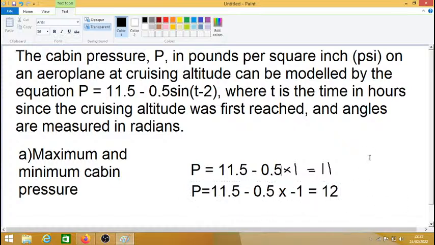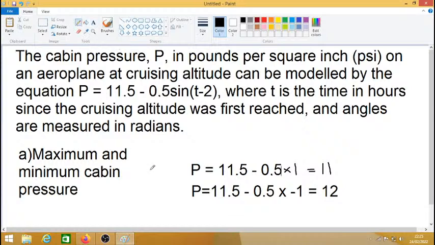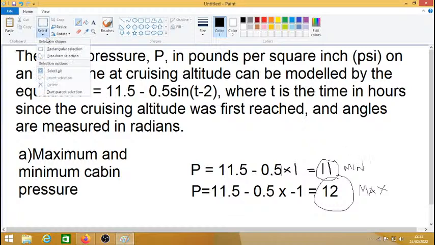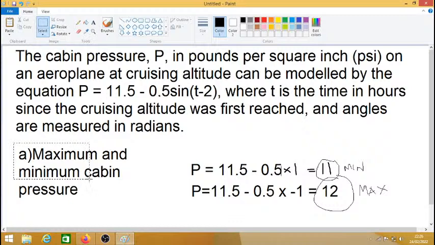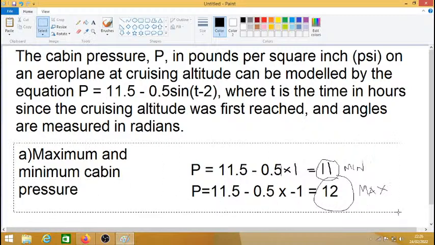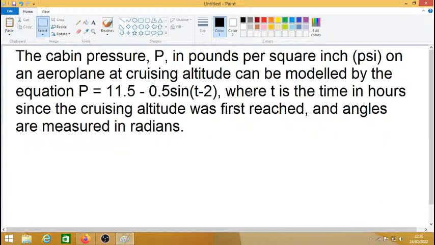So for the word problem, they wanted to know what the maximum value of p would be and the minimum. The maximum is going to be that one here. That's your maximum. It's the highest one. And the 11 is going to be your minimum. Okay, nice and easy because you know that sine and cosine graphs, they'll only ever get to 1 and -1.